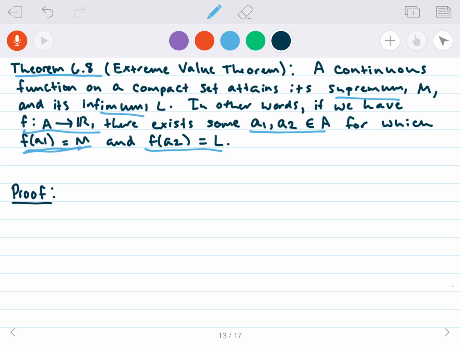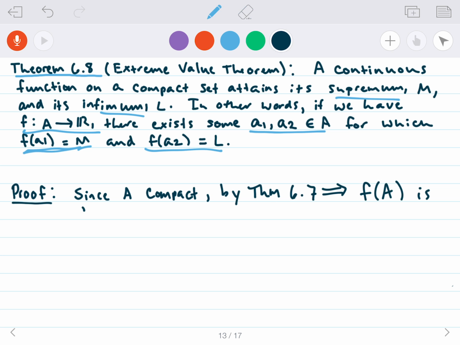All right, so let's go ahead and look at the proof here. We're assuming that A is compact. So since A is compact, by a previous theorem, 6.7, that we just looked at, this is going to imply that the image under f of A is compact. So applying f to a compact set is going to give me a compact set. And remember what compact means in the real numbers: closed and bounded, right? So since the image is compact, it's certainly bounded.